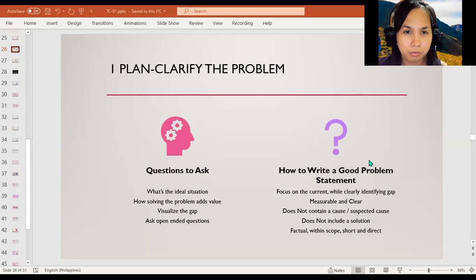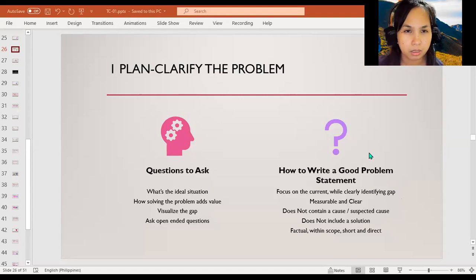First of all, problem statements should be focused on the current situation, while clearly identifying the gap. Also, problem statements should be measurable and clear. In other words, using words like a lot or not enough is not really sufficient. Instead, we need to be clear and state exactly what we're dealing with.